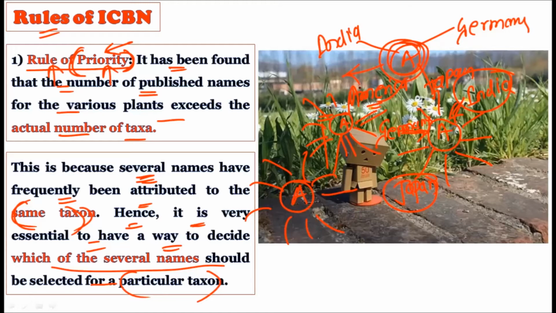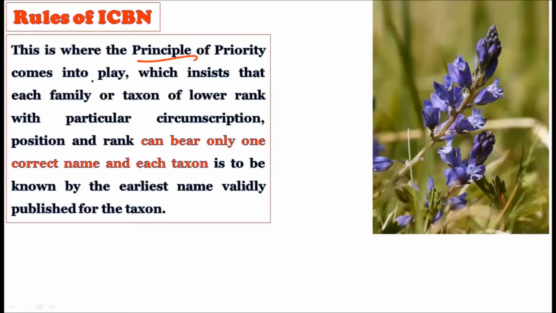The rules of the ICBN should decide this priority. See how? This is where the principle of priority comes into play, which insists that each family or taxon of lower rank, with particular circumscription, position and rank, can bear only one correct name, and each taxon is to be known by the earliest name validly published for the taxon. Very, very important content here.